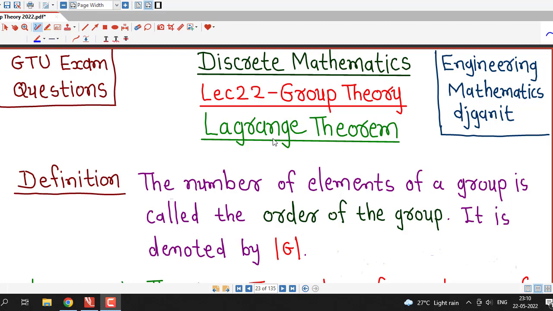In this lecture we will talk about Lagrange theorem. Lagrange theorem is an important theorem of group theory. So before going for Lagrange theorem we understand this definition.